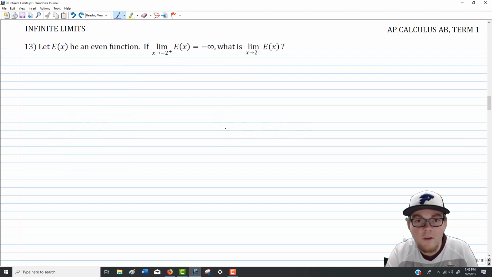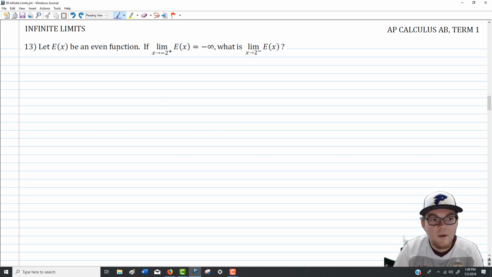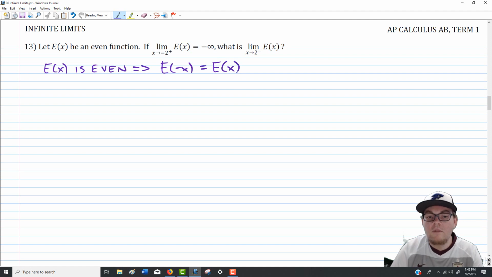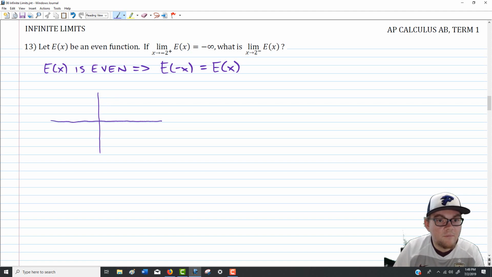Likewise, we also have even functions. So just like before, it says right in question 13, let e of x be an even function. As a reminder, if e of x is even, that implies that e of negative x, so if you plug in the negative of an input, you should just get the value of the function at the positive version of the input. You could try to reason your way through here, but once again, we're going to have to be careful. And again, we're not asked for a justification or an explanation, so I'm going to simply sketch this out.